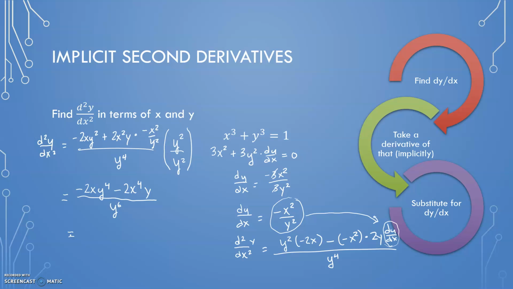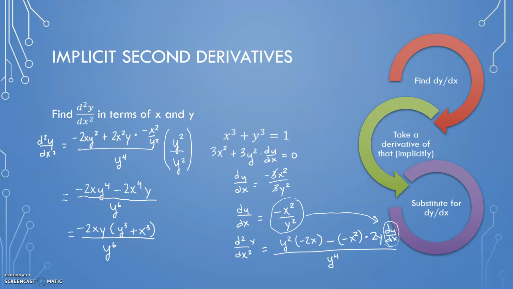Now, looking at my numerator, I'm going to factor out a GCF. So the GCF that I see is negative 2x y. And in the denominator I still have y to the 6th. So then I have y to the 3rd plus x to the 3rd.